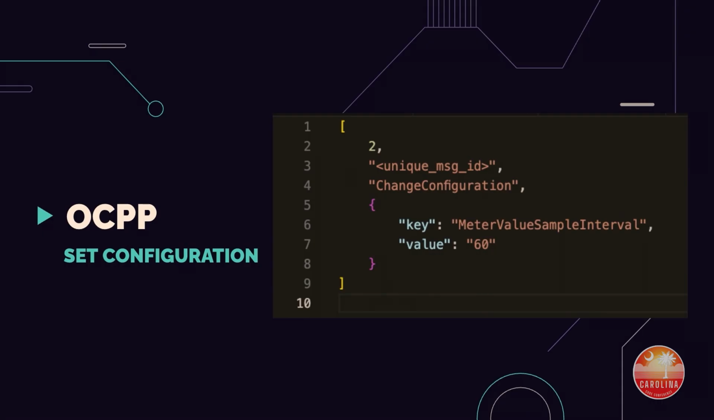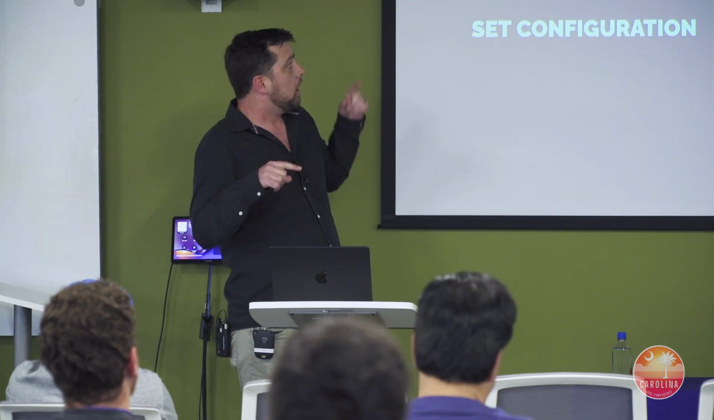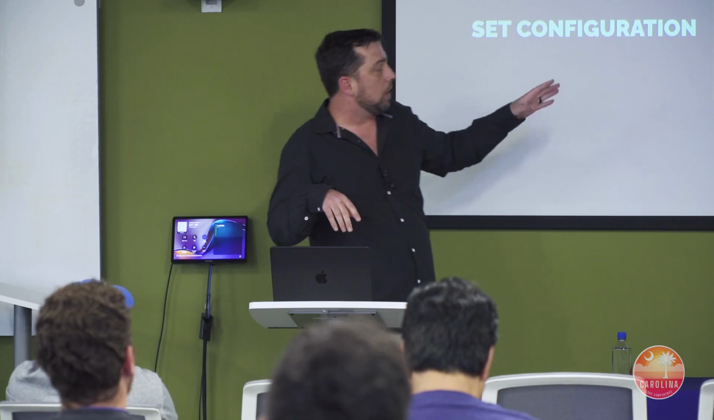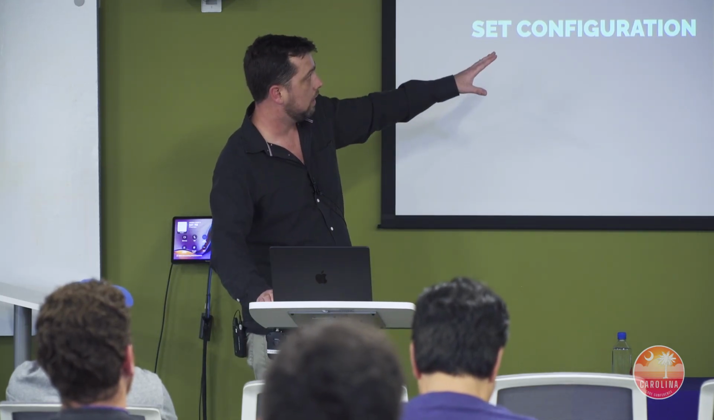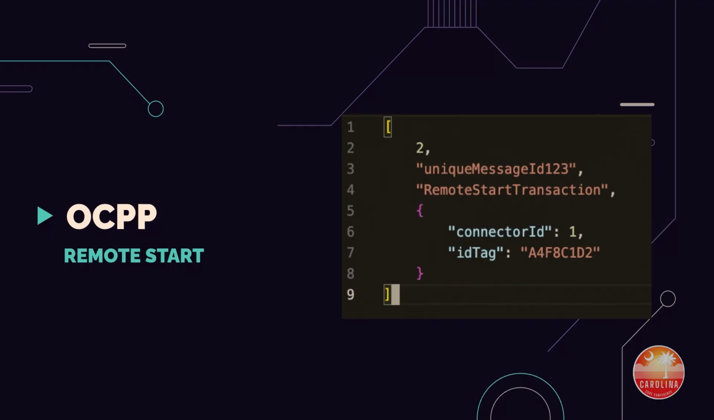And this is all in the spec. We've got that long-lived WebSocket connection, secure WebSocket from our servers to the charger, and we're telling it we want it to phone home while charging every 60 seconds. So we configure it. Then we do a remote start.